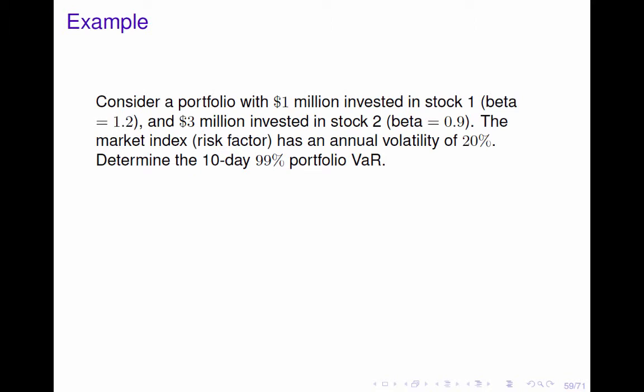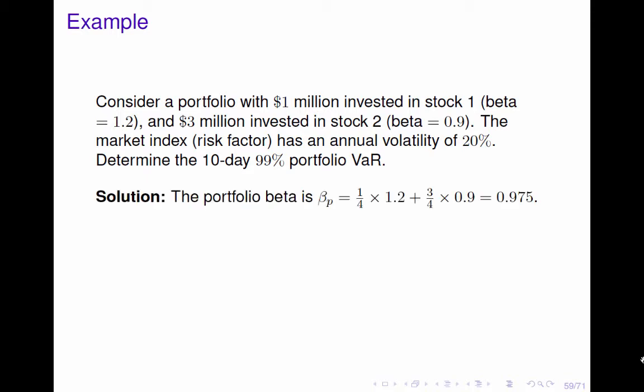Let's take a look at the following example. Consider a portfolio with $1 million invested in stock 1 with beta equal to 1.2 and $3 million invested in stock 2 with beta equal to 0.9. The market index has an annual volatility of 20%. Can you determine the 10-day 99% portfolio VAR? Since the portfolio consists of two stocks with $1 million and $3 million being invested in each of the stock, we first obtain the beta of the portfolio, which is equal to the weighted average of the betas of the two stocks.